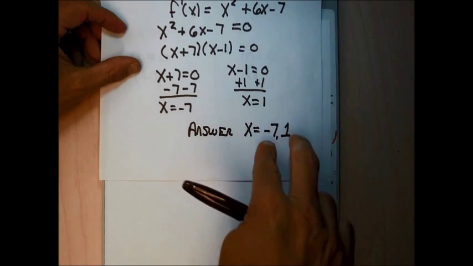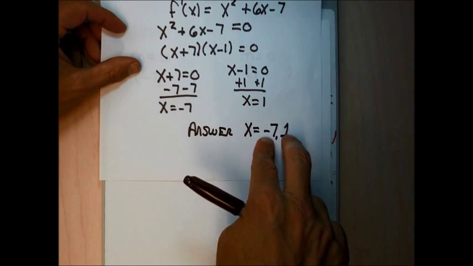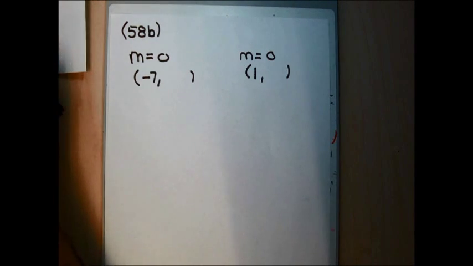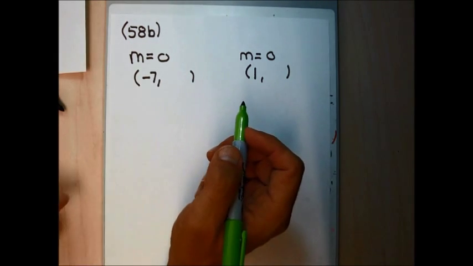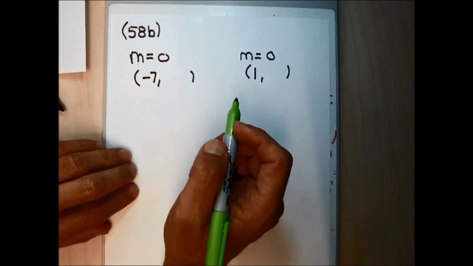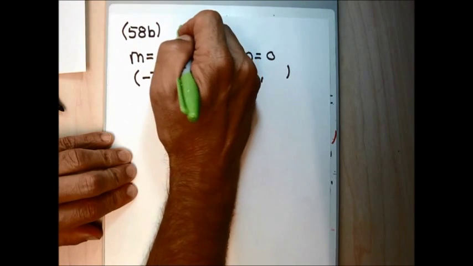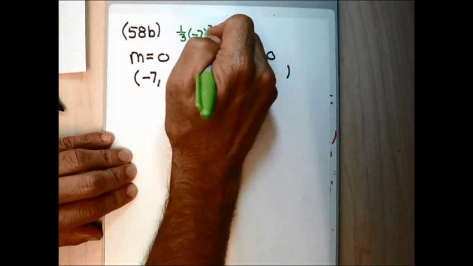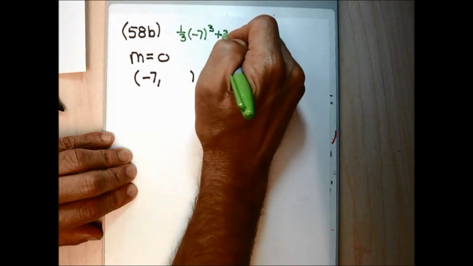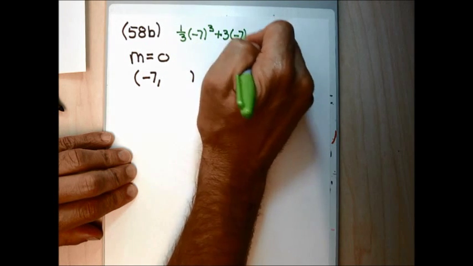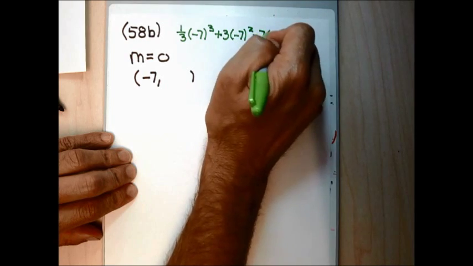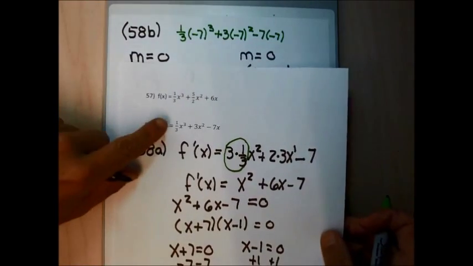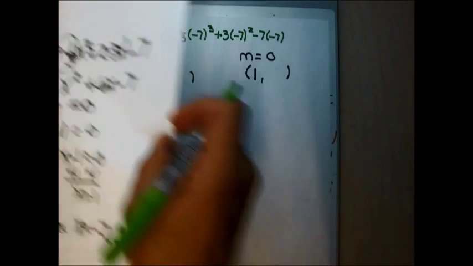So I took the values of x that I came out with in 58a and used those as the x coordinates of my points. Now I need to get y coordinates, and the y coordinate of this one is kind of messy. To get it, I go 1/3 times negative 7 cubed plus 3 times negative 7 squared minus 7 times negative 7. That's simply taking this function and changing each of the x's to a negative 7.